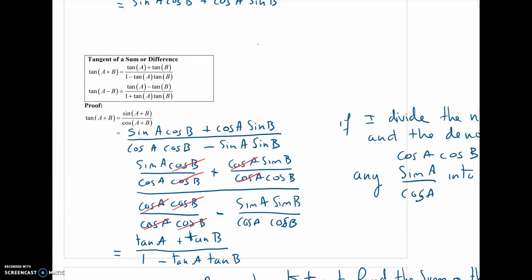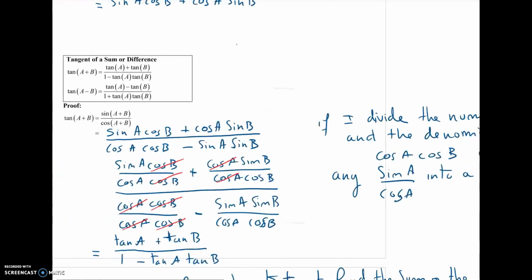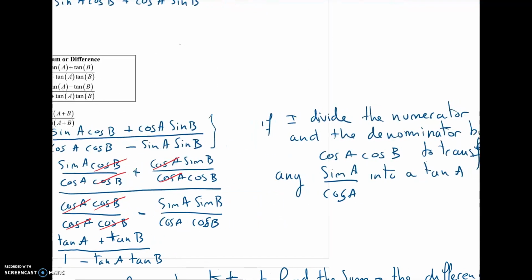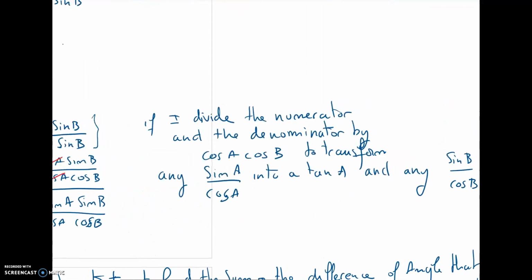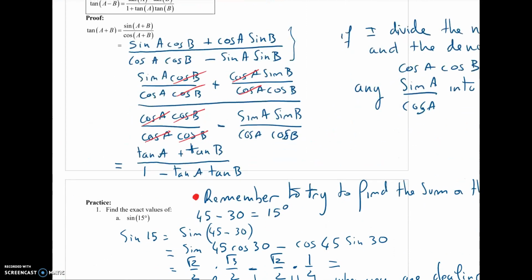Same idea for tangent (A + B). You have the proof, but the idea is to understand that when I use my sum and difference formulas for sine and cosine, I end up with this first fraction right here. Why do I divide top and bottom by cos A cos B? Well, it's to transform sin A over cos A into tangent A, and sin B over cos B into tangent of the angle B. And that is going to help you express tangent (A + B) only with tangent A and tangent B.